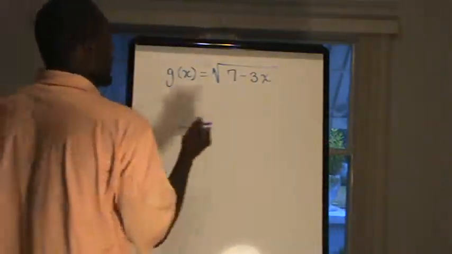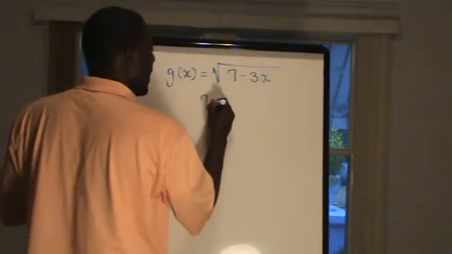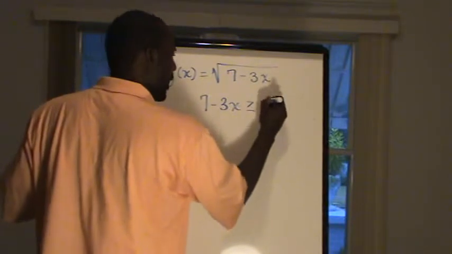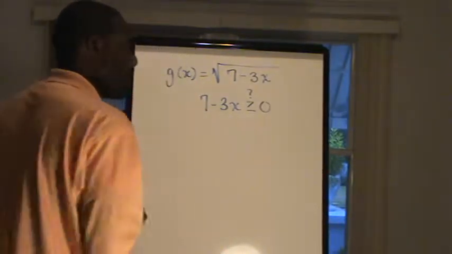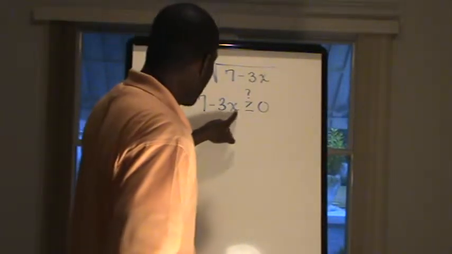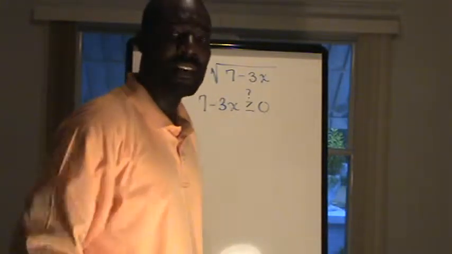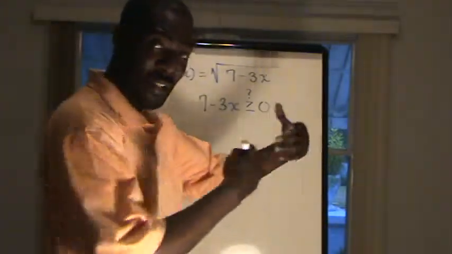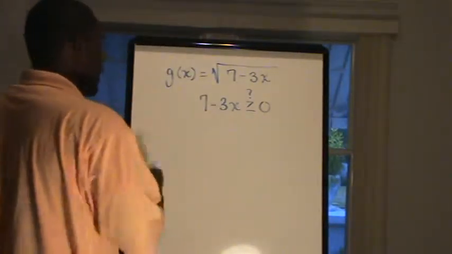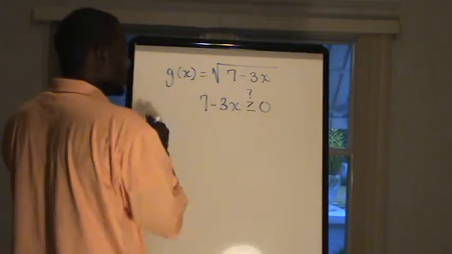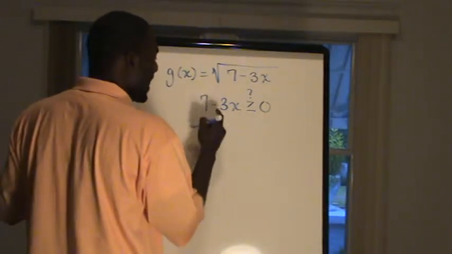So what I do is I say, where is 7 minus 3x greater than or equal to 0? That's all I want to know. All I want to know is what values of x will be positive or equal to 0. Those are the only things I can take the square root of in the real number system. So again, this is an easy two-step equation where the first thing we do is subtract off our 7.